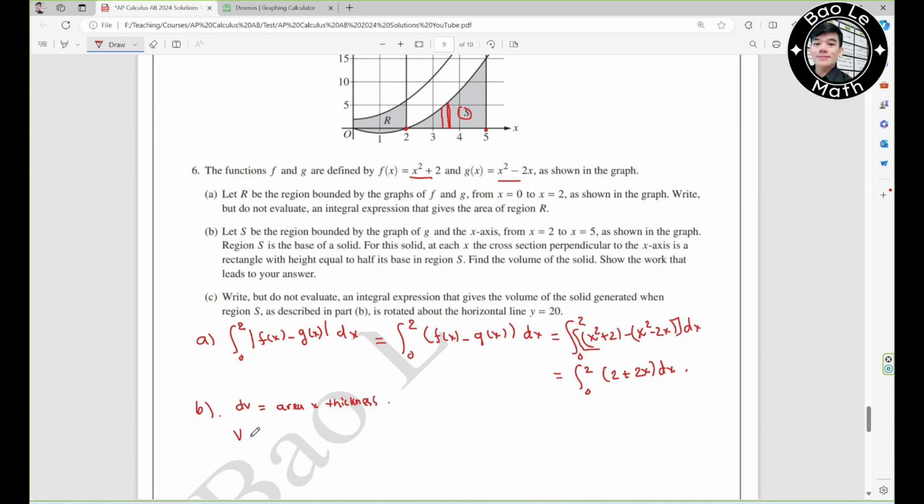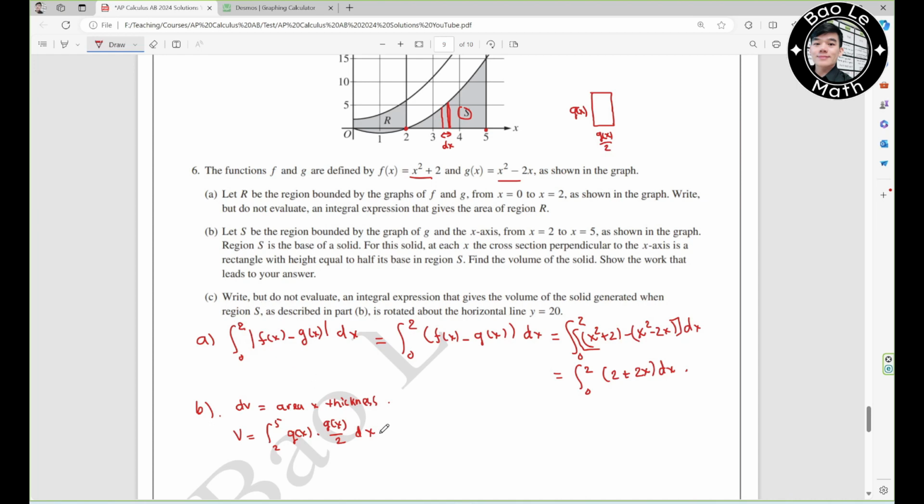Alright, so we have V equals the integral from 2 to 5. Now, we draw this one on the side. So this one, g(s). This one must be g(s) over 2. So it's going to be g(s) times g(s) over 2 times thickness, which means ds. This guy right here, ds.